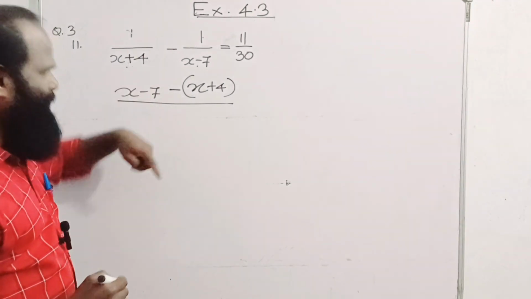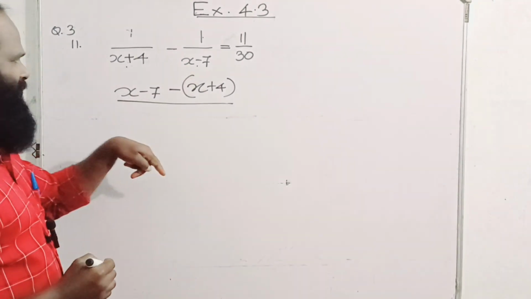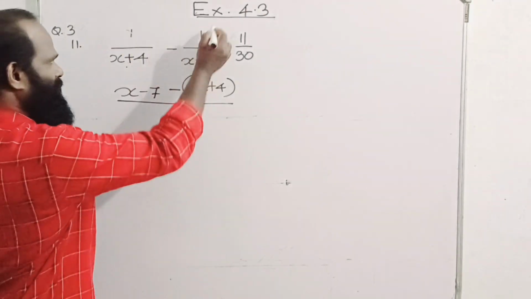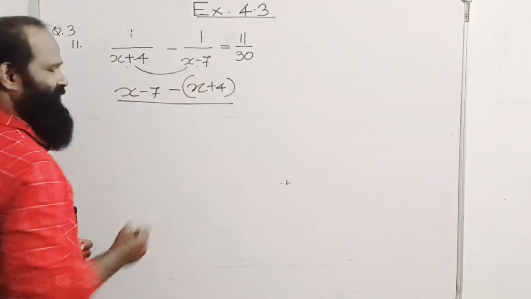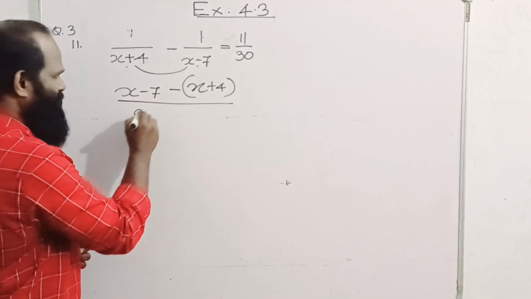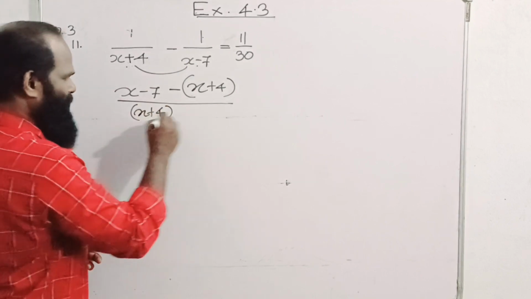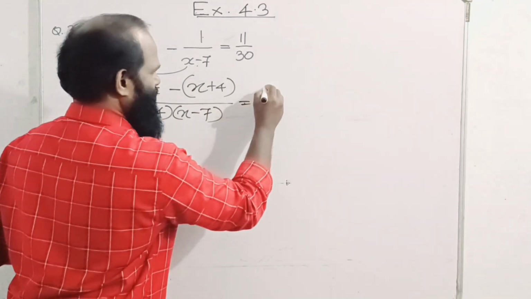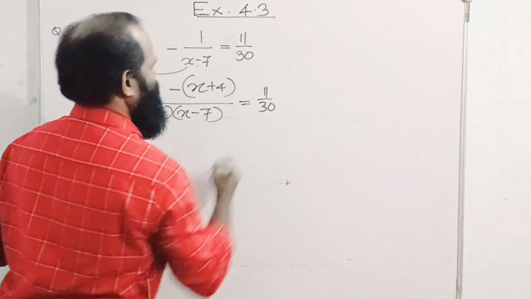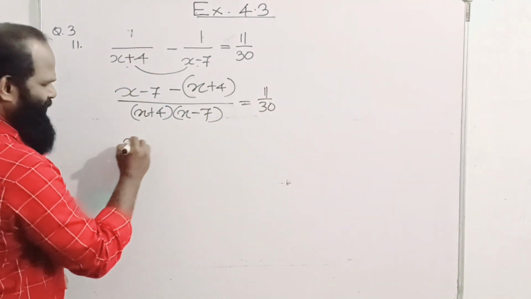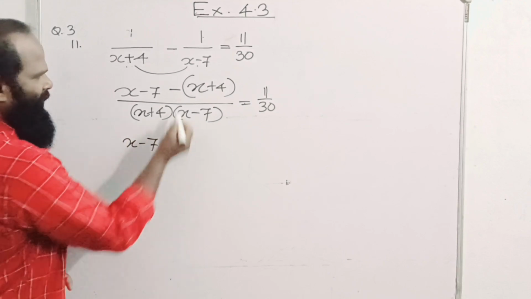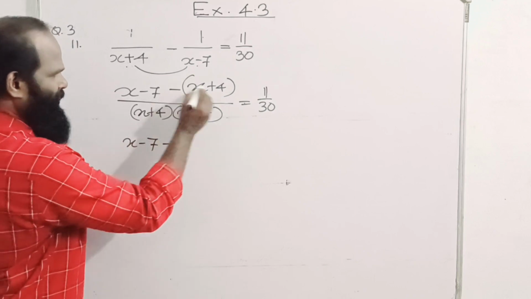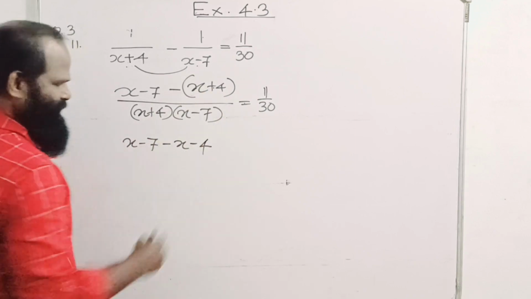And in the second step, we will open the bracket. And now let us see how it is done. Now let us multiply the denominators. These are the denominators. They are to be multiplied. X plus 4 into x minus 7 is equal to 11 by 30. Negative into positive x is negative x. Negative into positive 4 is negative 4.